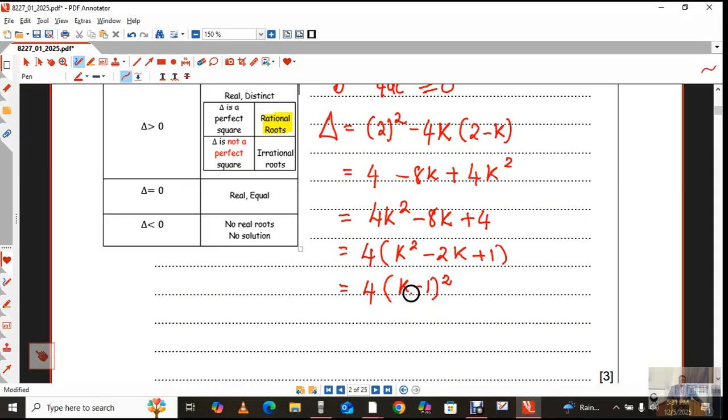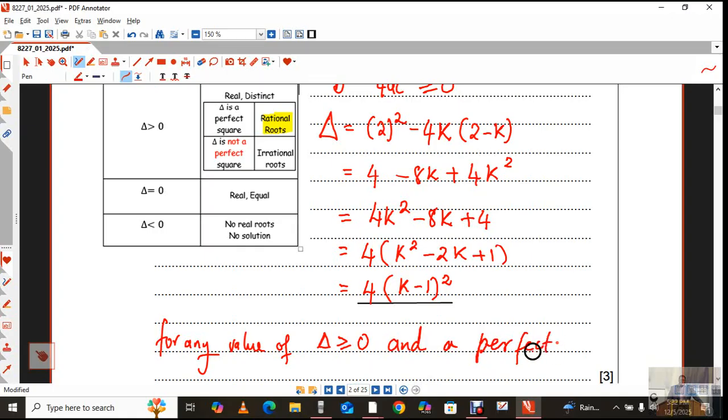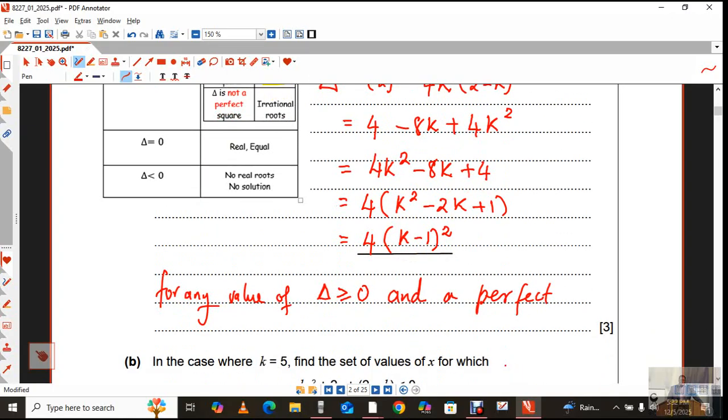And because of that, I can actually say that for any value of k, the discriminant is equal to or greater than 0, and also it will be a perfect square. So you can see that whatever the answer is, it should be a perfect square.